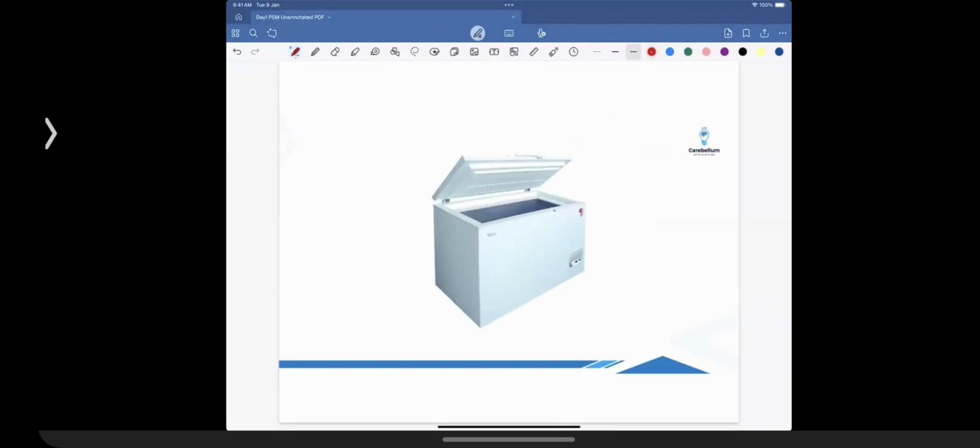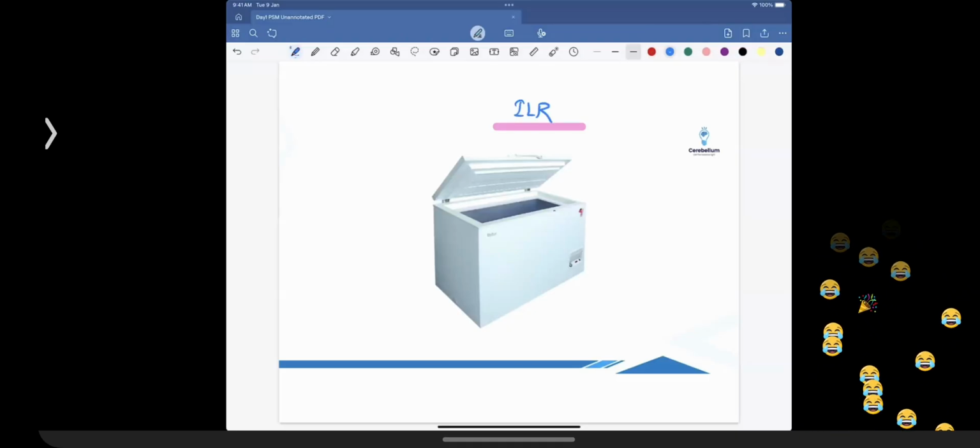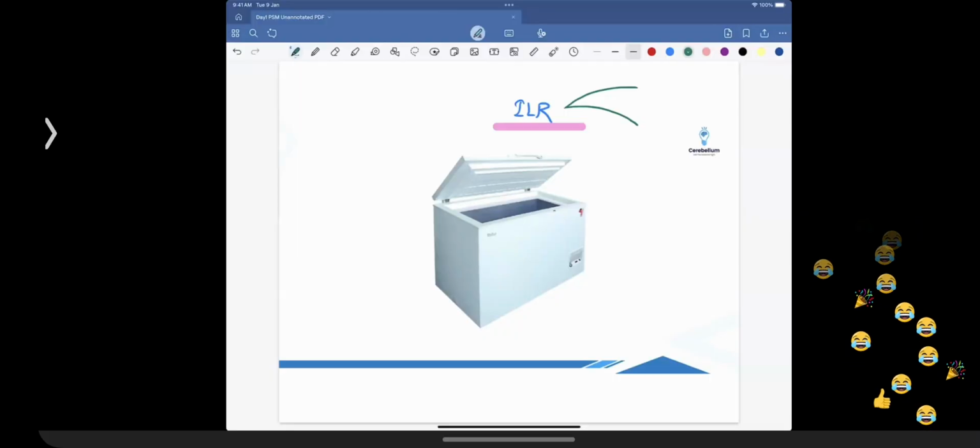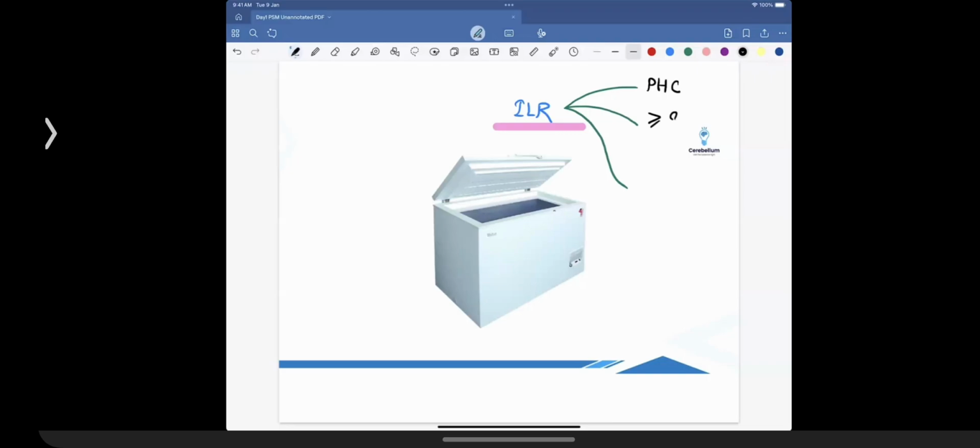What is this? After exams, put your books in this and close it permanently. This is ice-lined refrigerator. Most important component of cold chain, where it is kept, how much electricity is required per day. Without electricity, how much time it can maintain the temperature. Good. It is kept at primary health center. Minimum 8 hours per day electricity is required. And without electricity, it can go up to 5 days to maintain the temperature of vaccine.